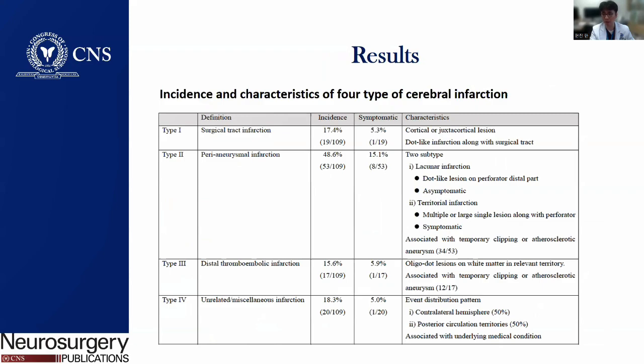Temporary clipping and atherosclerotic features were confirmed in over 60% of the patients. Possibly, manipulation or traction for circumferential dissection, as well as permanent clipping, results in PCI. The radiologic characteristics of DWI positive lesions after endovascular treatment are in line with type 3 PCI in the present study, oligodot lesions on white matter, which associate with atherosclerotic changes in the aneurysm wall and temporary clipping.